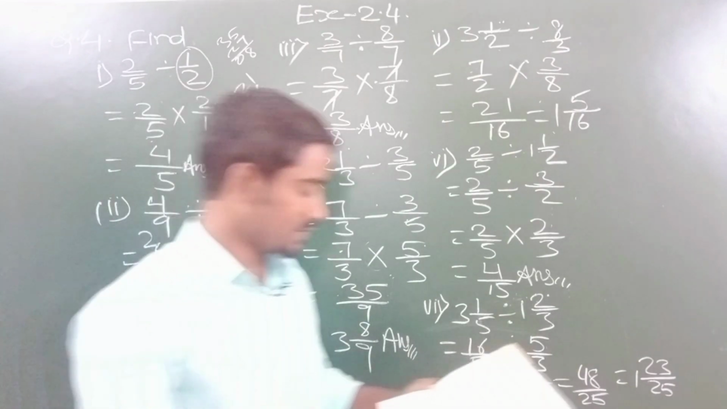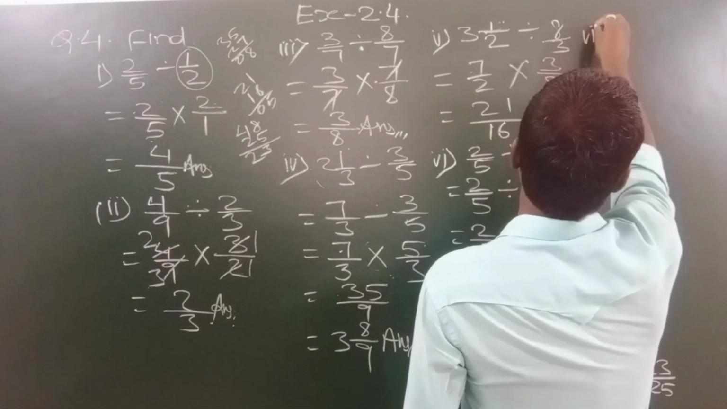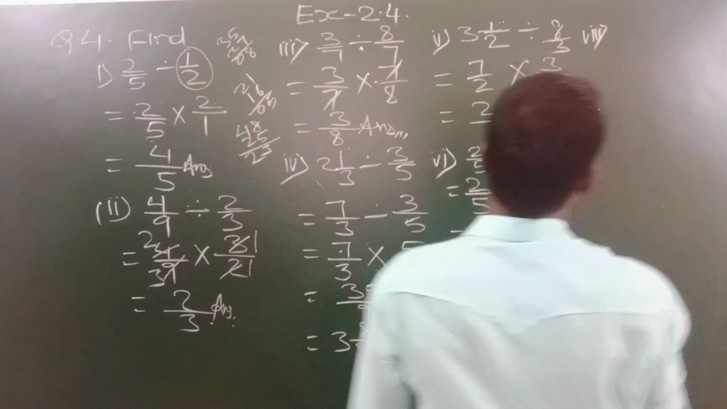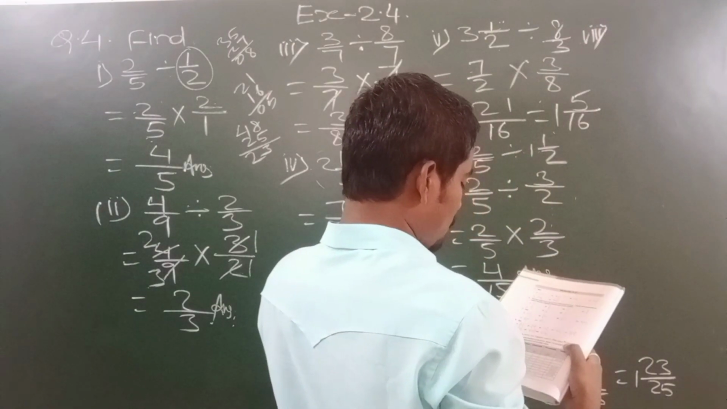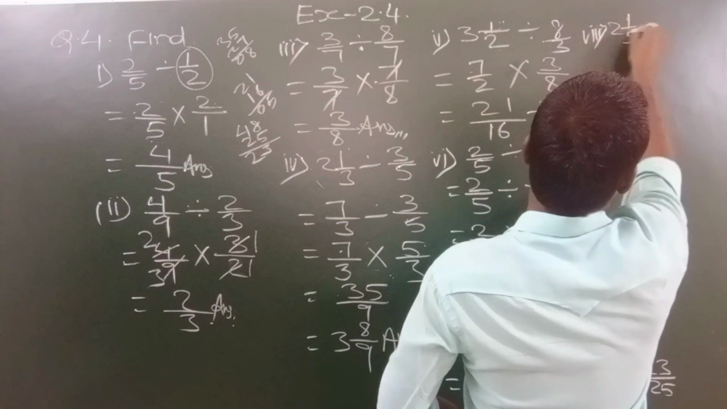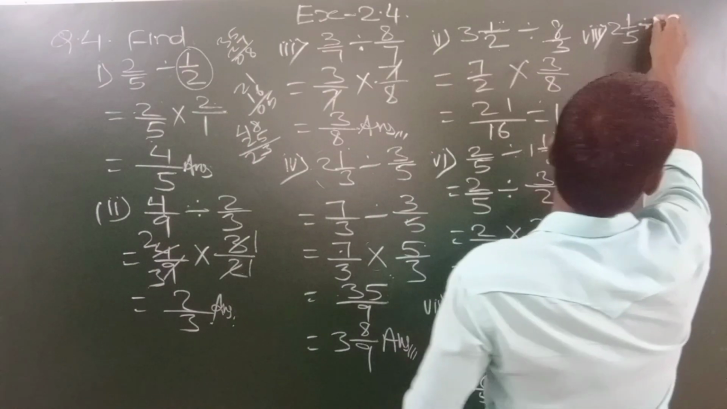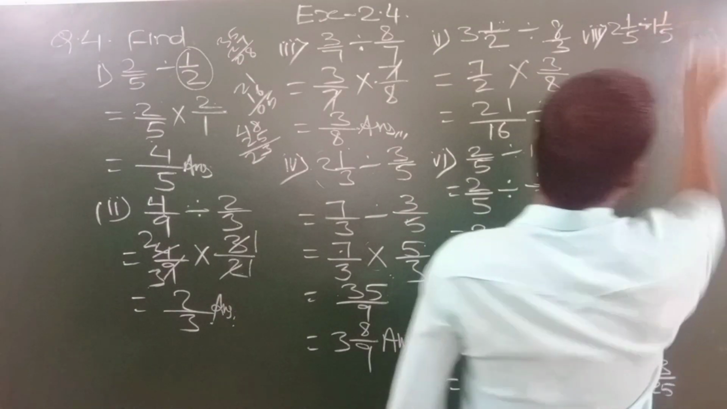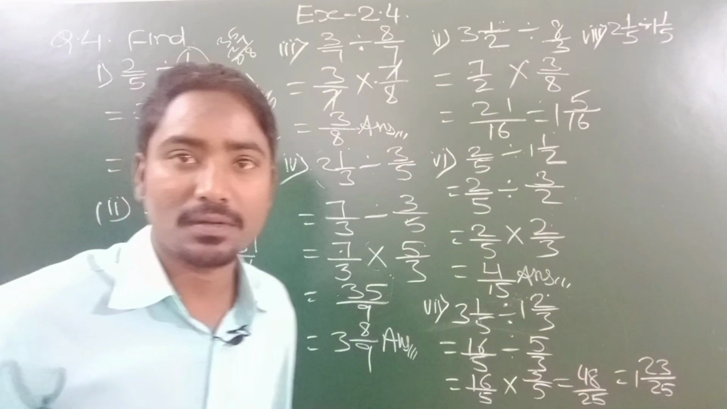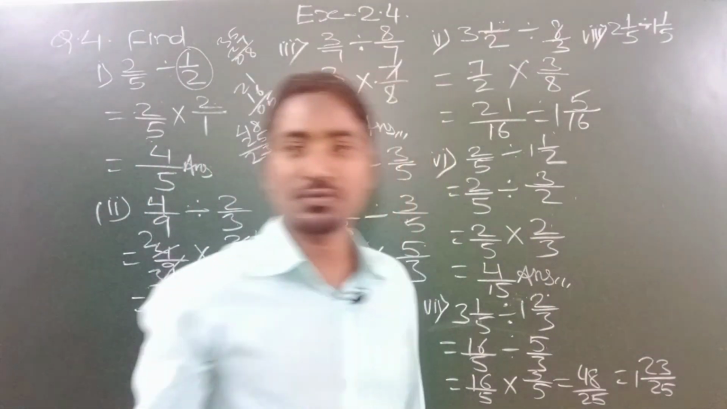Now moving to the next segment, students, segment number 8. I am going to solve it here. I hope you will manage it. It is 2 and 1 upon 5 divided by 1 and 1 upon 5. Is it visible, students? Yes, visible. Okay, so again we will do the same thing, students.